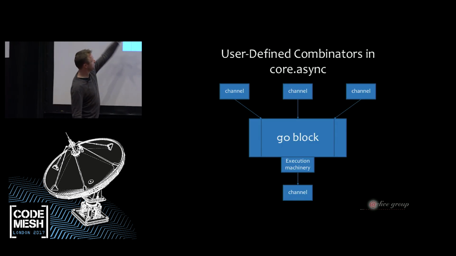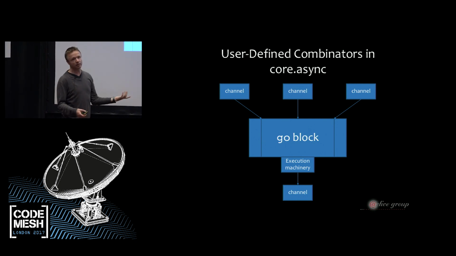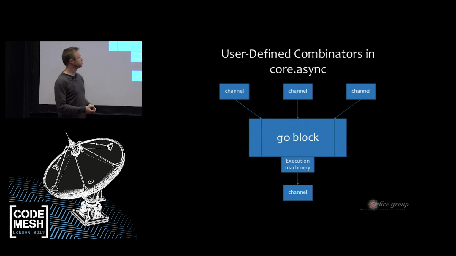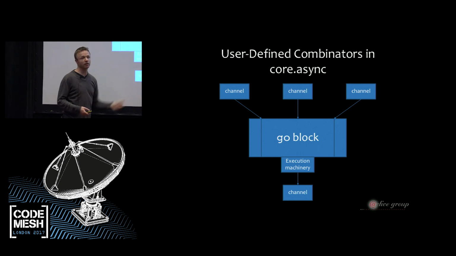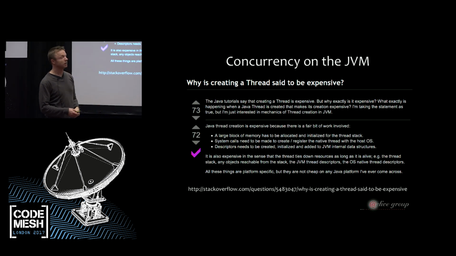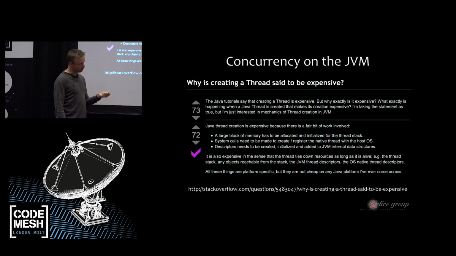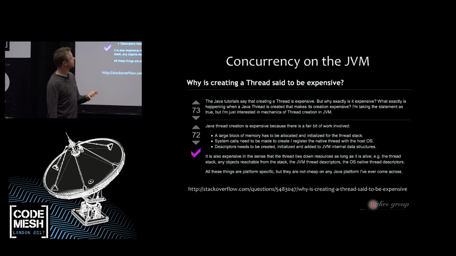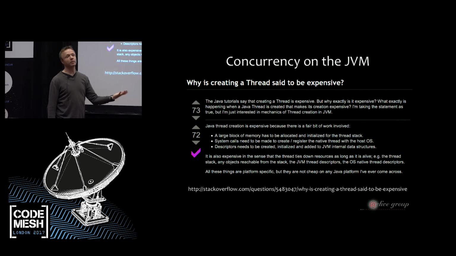You have a Go block, you have a bunch of channels going in, you write your combinator code imperatively, you go through the execution machinery of the Go block, and then you get a final channel for the result. So it looks like it might work, but in practice it doesn't really go there. The reason is that Core Async complects a couple of things, namely lightweight concurrency and message-based concurrency.